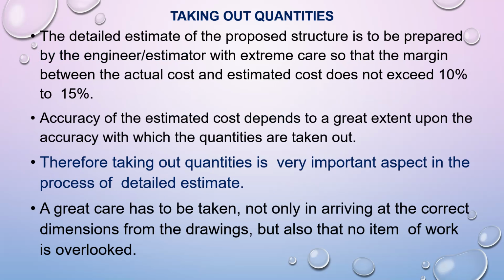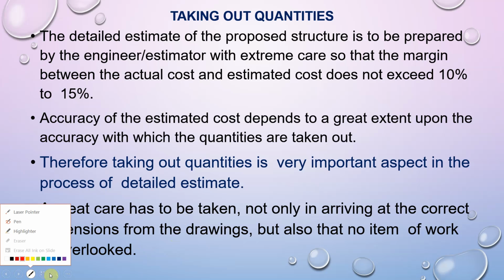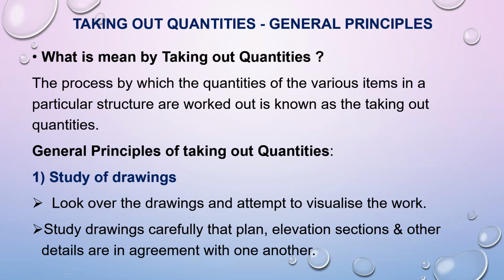Now in the case of taking out quantities, the important aspect of detailed estimate is that whenever we want to calculate a detailed estimate, the engineer or the estimator has to take great care so that the margin between the actual cost and the estimated cost should not exceed 10% to 15%. Therefore the accuracy of the estimated cost depends to a great extent upon the accuracy with which the quantities are taken out. Therefore, taking out quantities is a very important aspect in the process of detailed estimate. Great care has to be taken, not only in arriving at the correct dimensions from the drawings, but also that no item of work is overlooked.